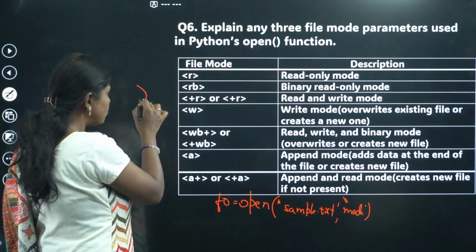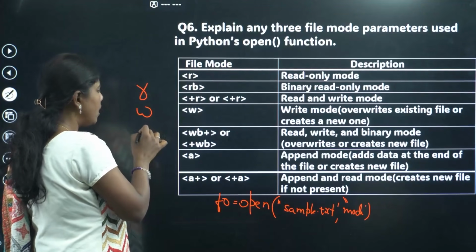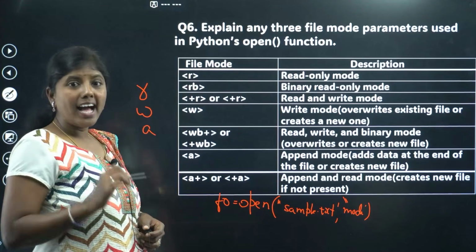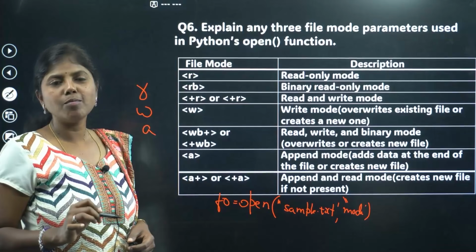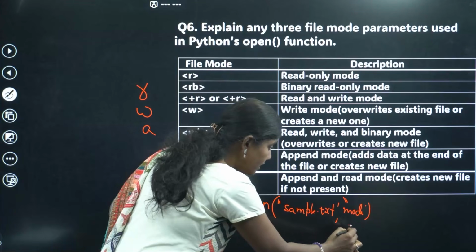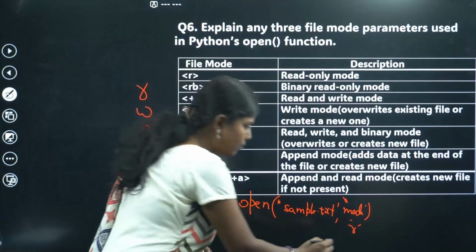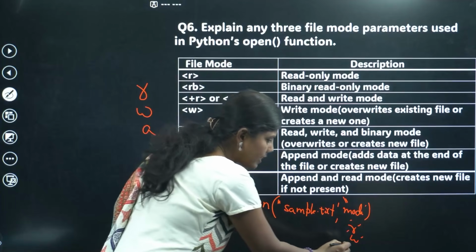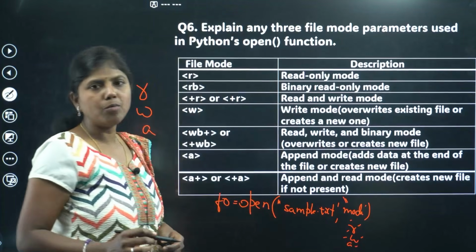Whether you want to read it, whether you want to write it, whether you want to append it. I want to read it, then you do it in R mode. R mode means read mode. W mode means write mode. A mode means append mode.